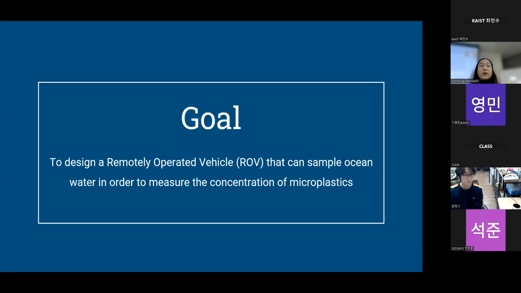Just a recap on the purpose of our project. We are focusing on the issue of microplastics, and we want to create a remotely operated vehicle to sample and measure the concentration of microplastics in the ocean water.